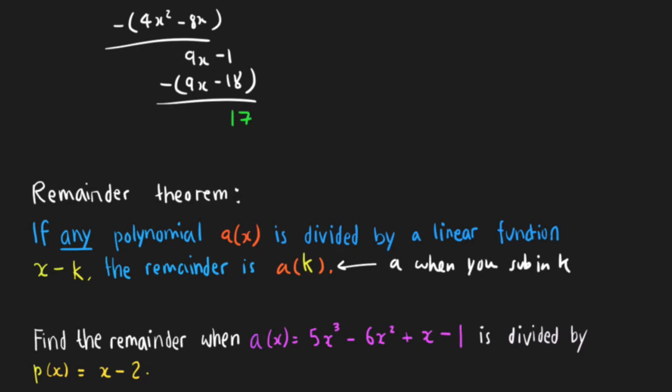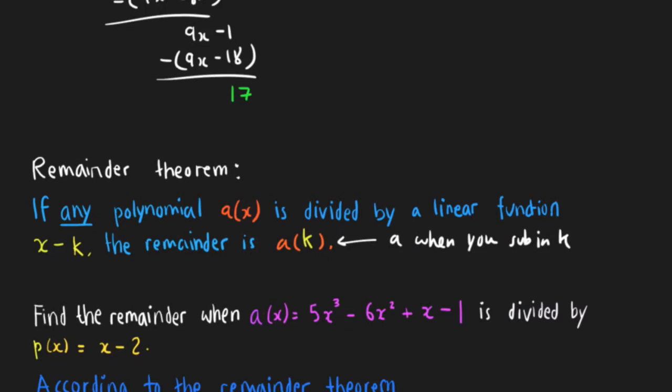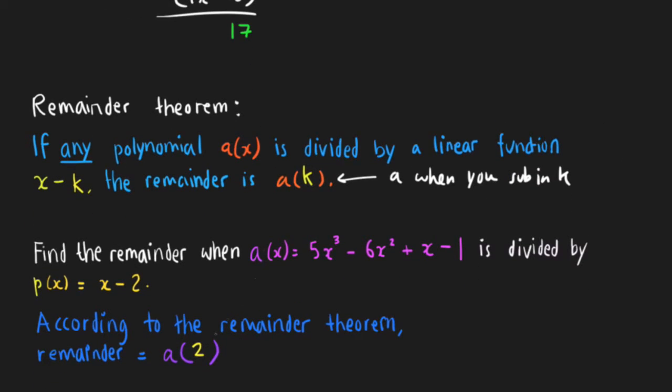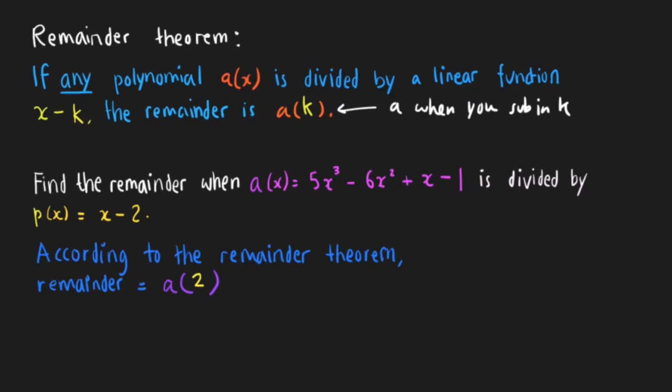In our previous question, we had this cubic here divided by x minus 2. So what this tells us is that the remainder should be a of 2, or in other words, it should be the value of this when we sub in 2. Okay, let's try and compute that and see if it matches what we got before.